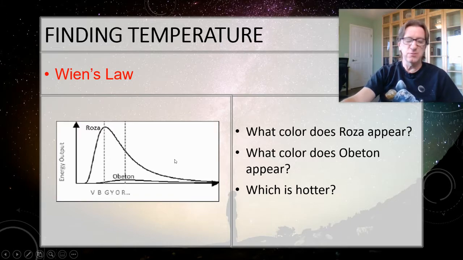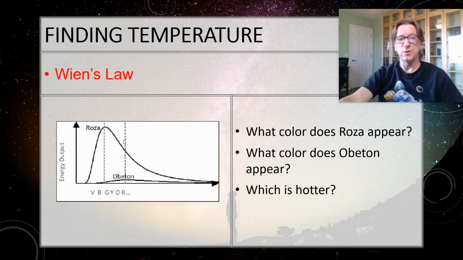Which one is hotter, Rosa or Overton? Pause the video, find out. You back? Okay. So Wien's law says hotter objects are bluer. I'm going to quiz you on that over and over and over. Hotter objects are bluer. Since this Rosa is bluer, that one's hotter.